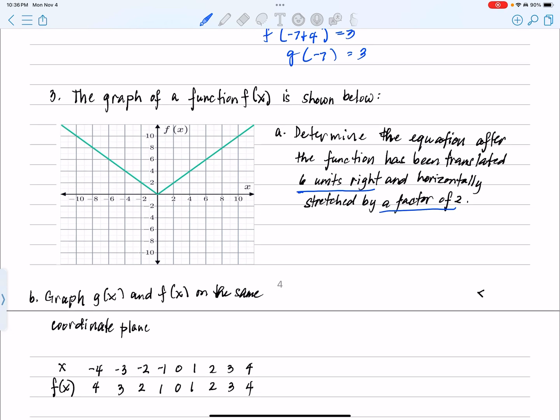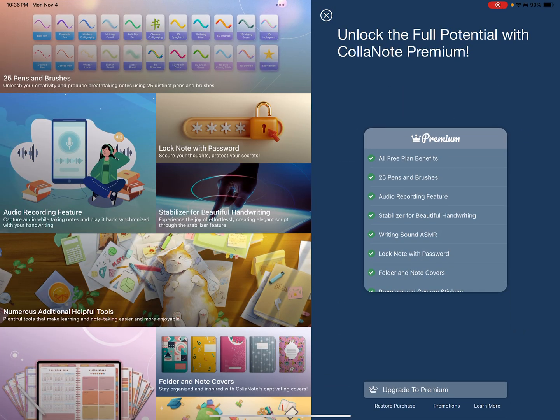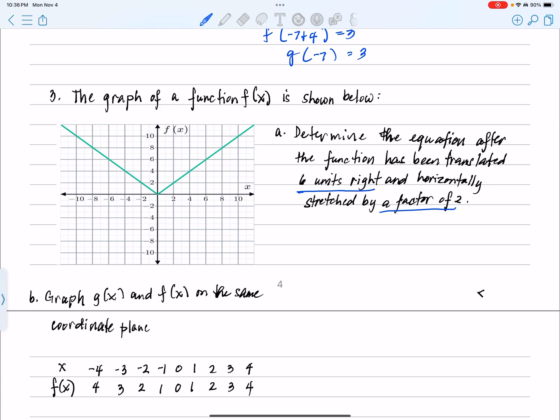Okay, so we have an absolute value function. Remember the function family. The graph has a V shape, and as I've said, a V shape tells us it's an absolute value function. So the parent absolute value function is f of x equals the absolute value of x. That is the parent absolute value function.